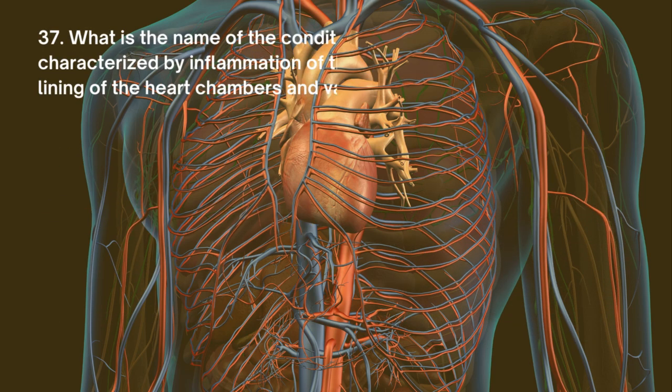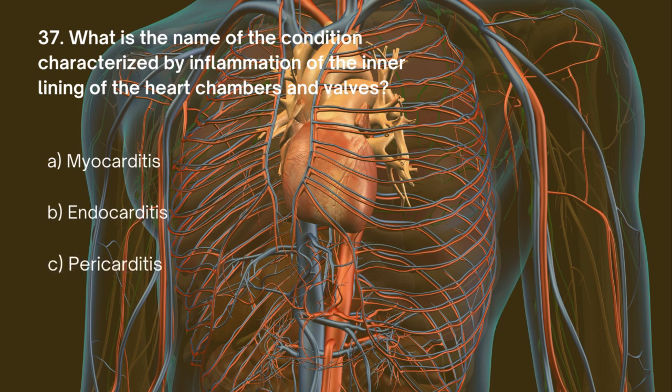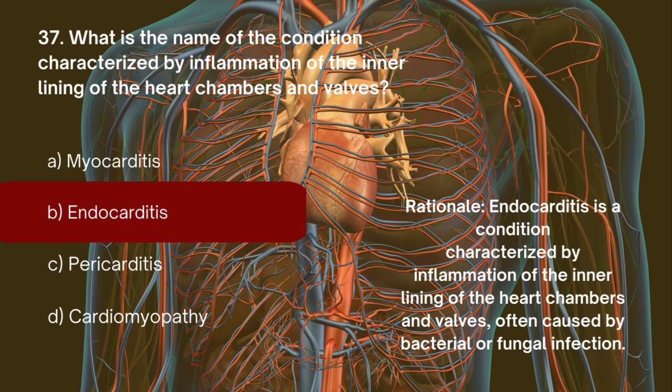37. What is the name of the condition characterized by inflammation of the inner lining of the heart chambers and valves? A. Myocarditis. B. Endocarditis. C. Pericarditis. D. Cardiomyopathy. Rationale: endocarditis is a condition characterized by inflammation of the inner lining of the heart chambers and valves, often caused by bacterial or fungal infection.